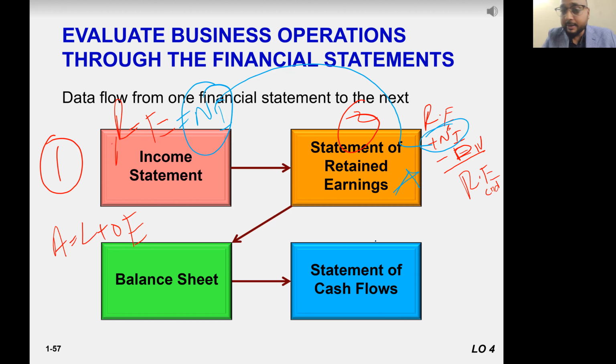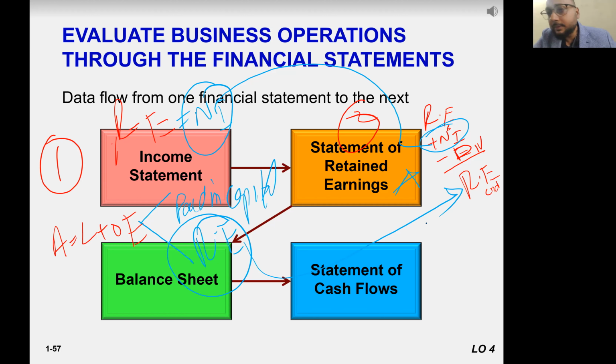And when you find out the retained earnings, what is the formula for owner's equity? Paid-in capital plus retained earnings. We just take the figure from the retained earnings statement and put it here. So you can also remember it this way: first we make the income statement, retained earnings, balance sheet, and at the end we find out what happened to the cash.